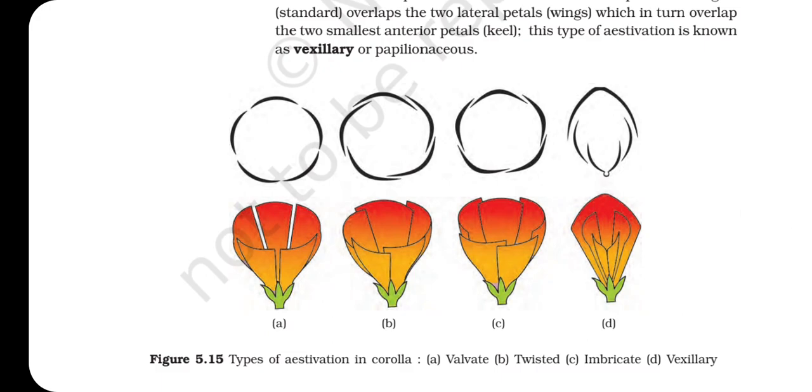Ring-type structure, five-fold and radially symmetrical, is known as valvate, twisted, alternate, one twisted and imbricate, and one is twisted vexillary. Vexillary is the structure of the triangle.